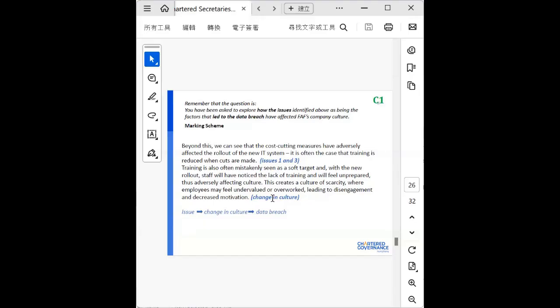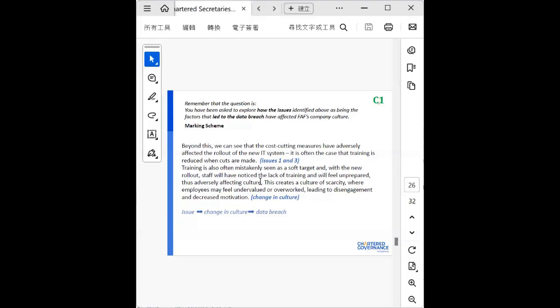Training, lack of training, unprepared, affect the culture. They feel undervalued or overworked, leading to disengagement and decrease in motivation. So eventually, this change in the culture will lead to data breach, right? So, I mean, you can see from the answer how they structure the answer. They structure the answer by looking at the issues and discussing the changes, which eventually leads to the data breaches.